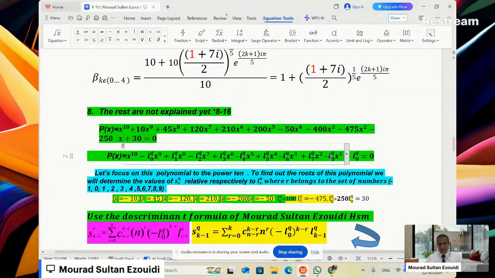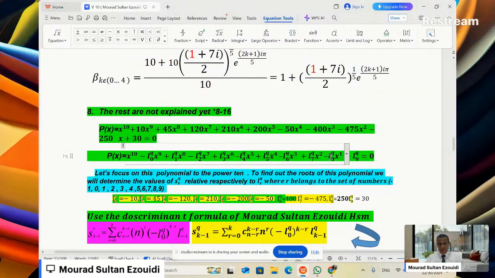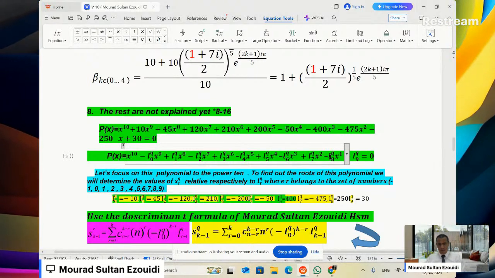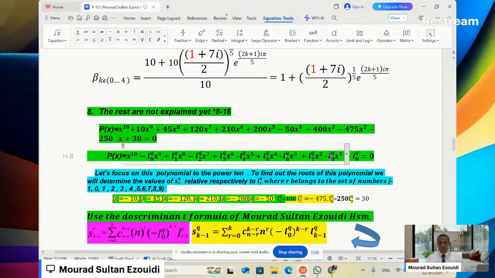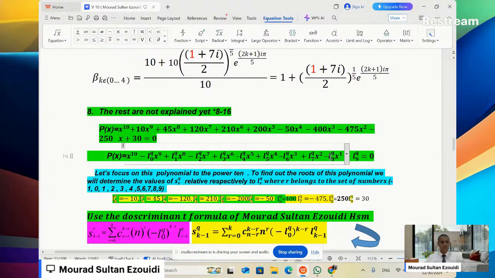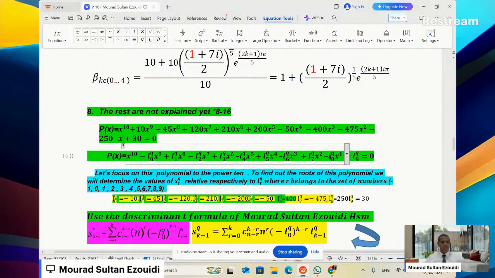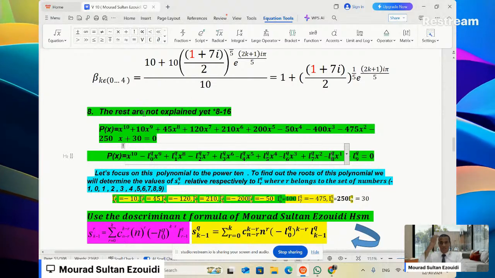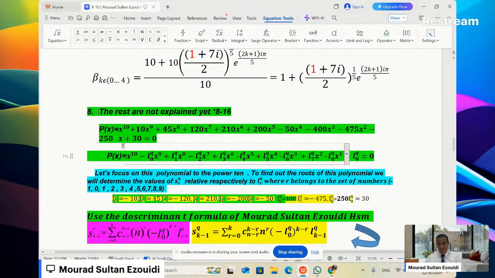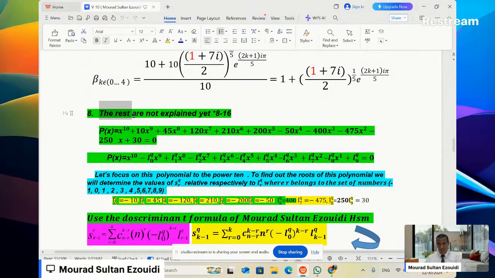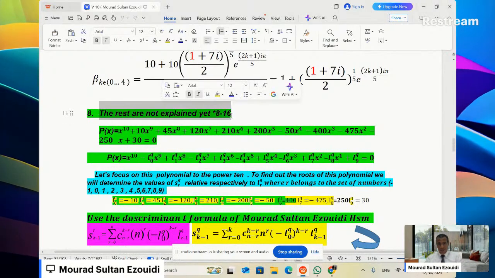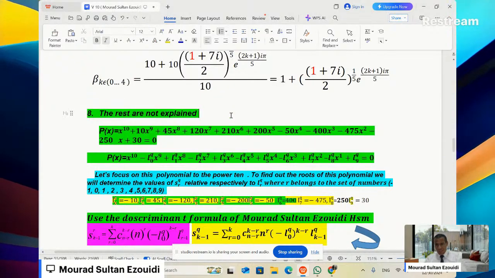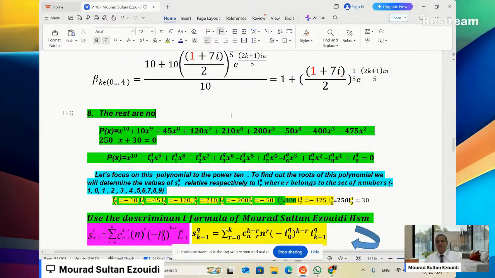Okay, let's start, my kids. So, solve a 10-degree polynomial equation using the discrete formula of Murad Sultanishvili. Okay, example 8. We are going to solve example 8. I will erase this. So page 55. We reach page 55.